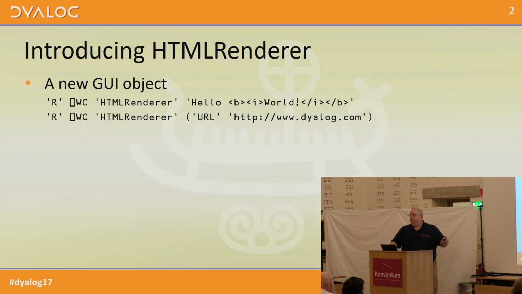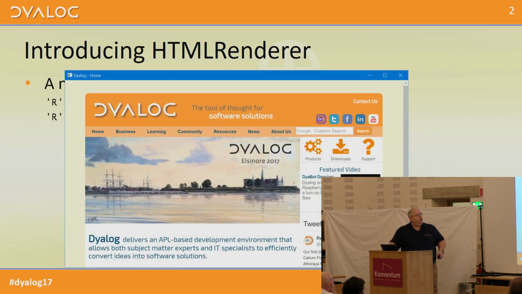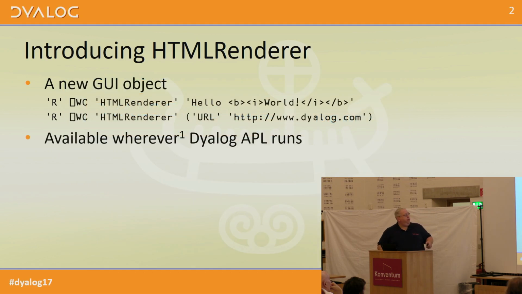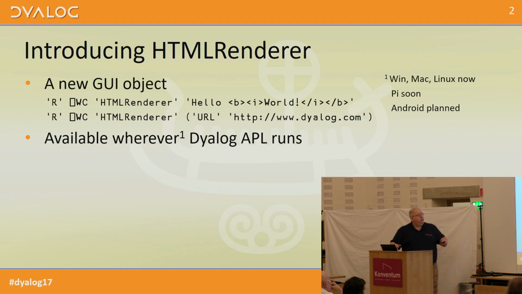You can also give HTMLRenderer a URL parameter. And then, if you want to view the Dyalog website in your session, you can do that. But that's really useful for being able to pull up other resources. So it's available wherever Dyalog runs. So it's available on Windows, Mac, and Linux now, Pi soon, and Android is planned.